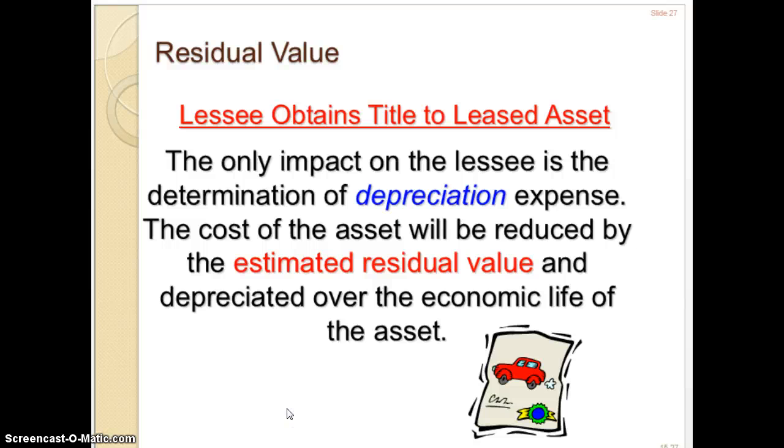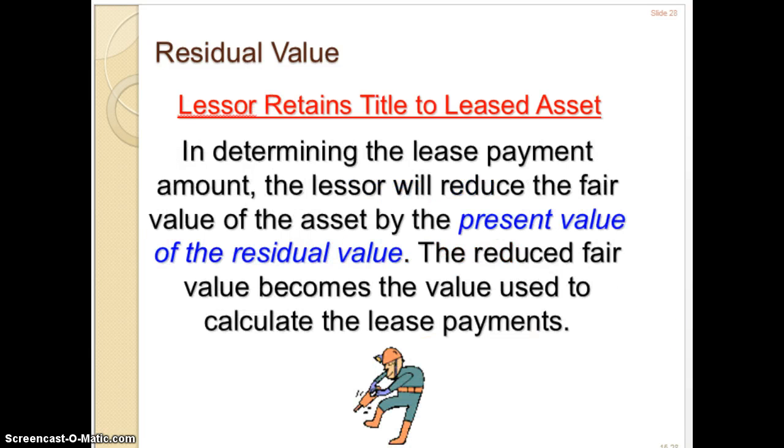All right, so I was talking about depreciation just a moment ago, but residual value. If the lessee obtains the title to the leased asset, they're going to need to know about residual value in order to do depreciation. So when you originally record the cost of the asset, it's going to be reduced by the estimated residual value and depreciated over the economic life of the asset. Okay, so nothing really drastic going on there.